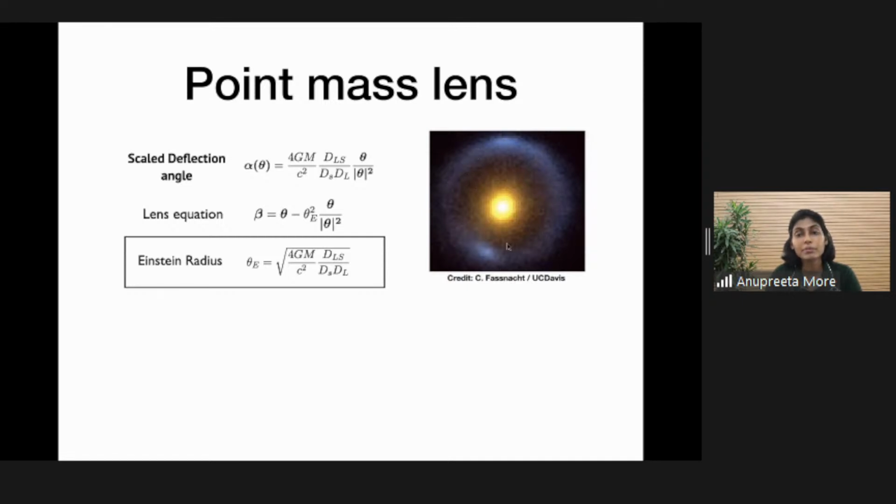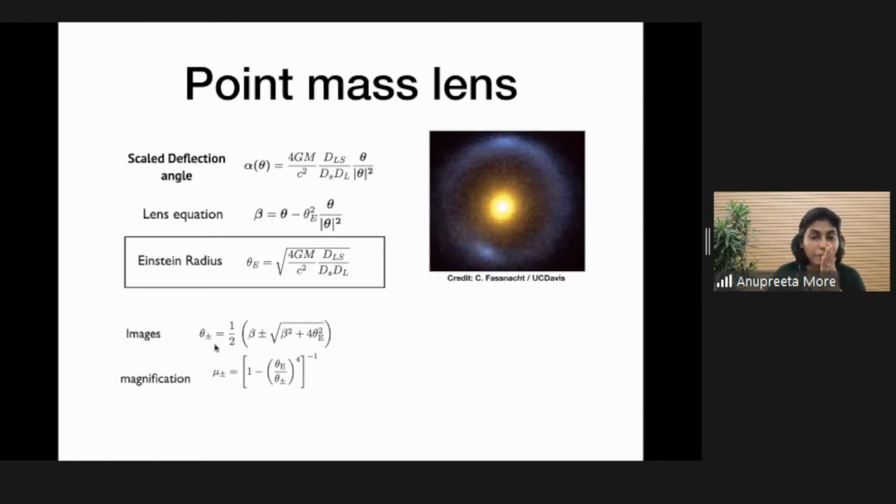I'm showing this image, even though this particular lens here is not really a point mass lens, but this is sufficient for showing an example of how the Einstein ring looks like, where the source is sufficiently well aligned with the lens. If you solve this equation, you will firstly notice that this becomes a quadratic equation, and then this equation has two solutions given by this theta plus and theta minus.